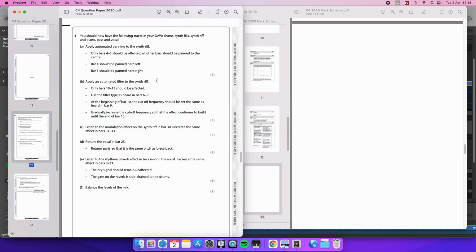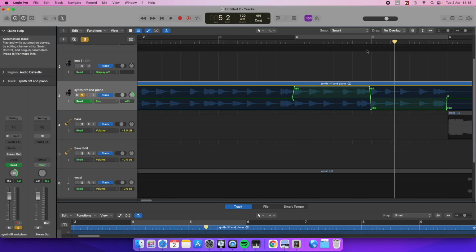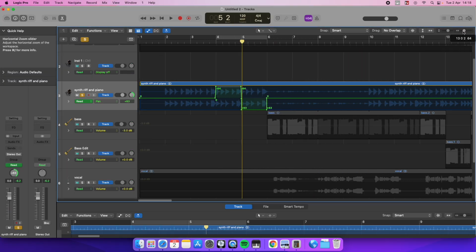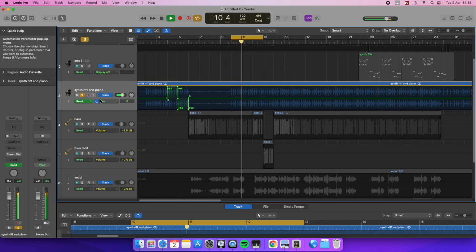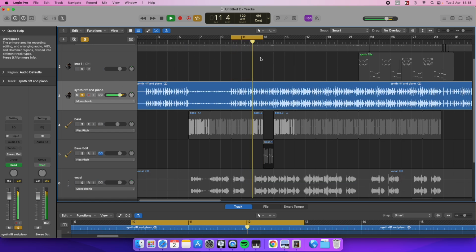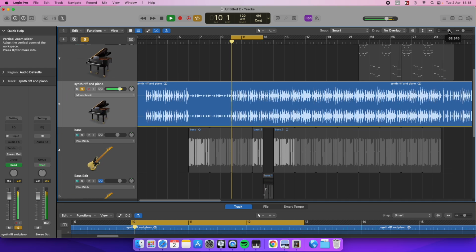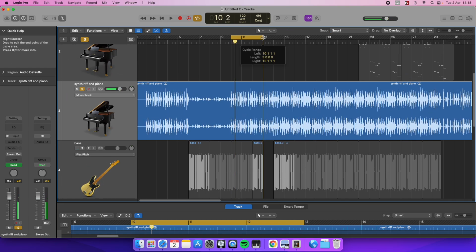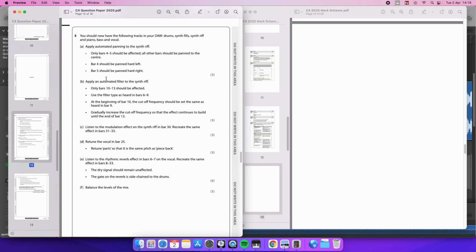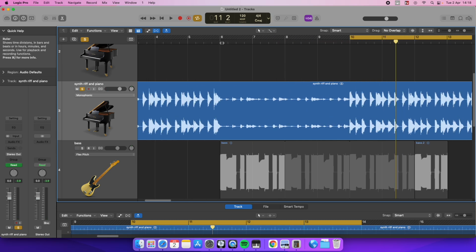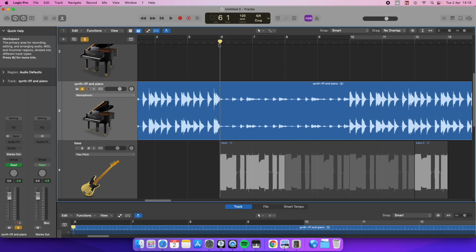Next, automated filter to the synth riff. Bars 10 to 13 should be affected. It probably wants to finish that cycle, doesn't it? So including bar 13. Yeah, 4 bars. Okay. Use the filter type as heard in bars 6 to 9. Oh, we've got to go back. Let's hit C.